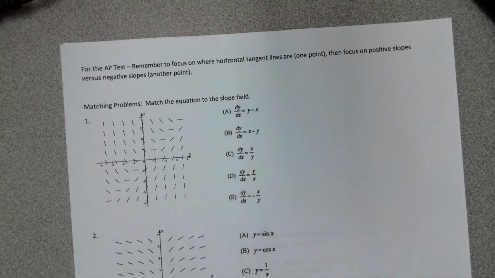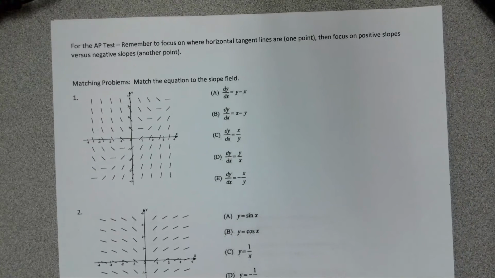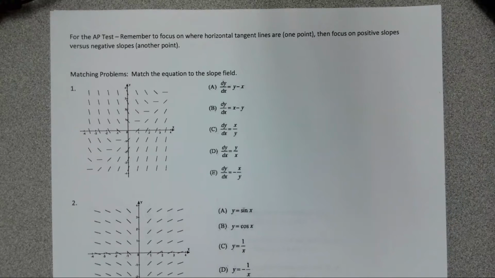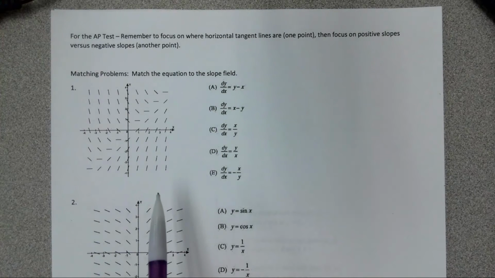So remember to focus on where the horizontal tangent lines are, because that's one point, and then focus on the positive slopes versus negative slopes. That's your other point. Now, you could get some multiple choice problems. So let's take a look at this matching problem. This matching problem says, okay, here's a slope field. Go ahead and match it up with your differentials. So we need to look at how we're going to solve that kind of problem.